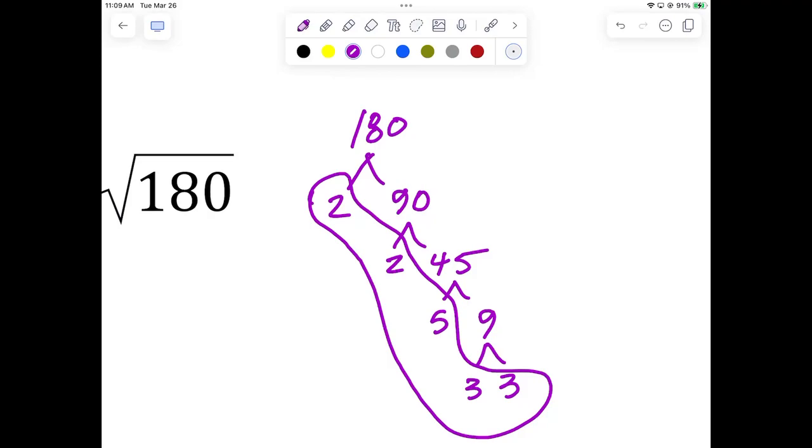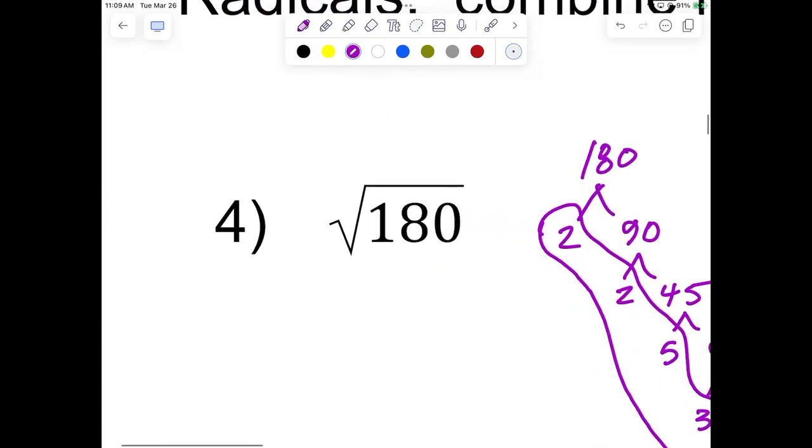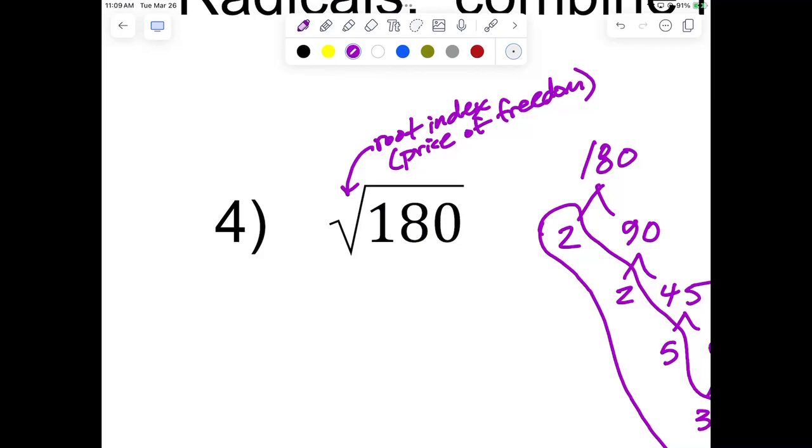Now, remember what we said earlier in the year. The root index, or the root, or just the index, whichever one you call it, is the price of freedom. Think of these numbers as being caged or imprisoned underneath the radical. They don't realize they can just walk out the right-hand side. It's open, but don't tell them. They're caged inside the radical, and they want to get out. The root index here is implied to be a 2.